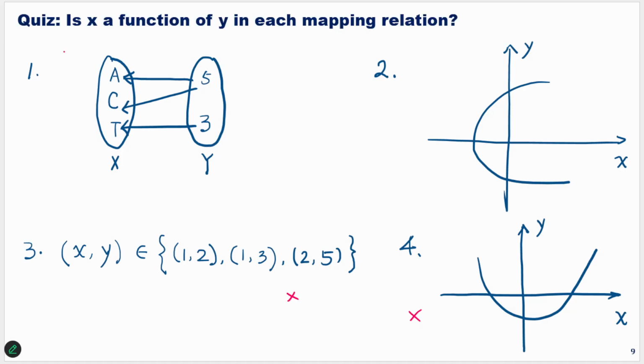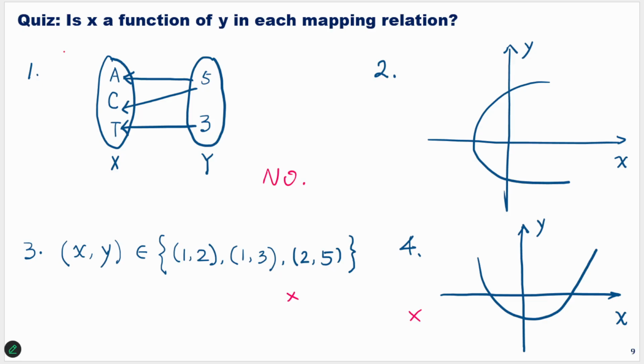Be careful with the statement here. It says x is a function of y, which means x is output and y is input. So when the input is 5, you have different outputs. So this is not a function, right? But only a relation.